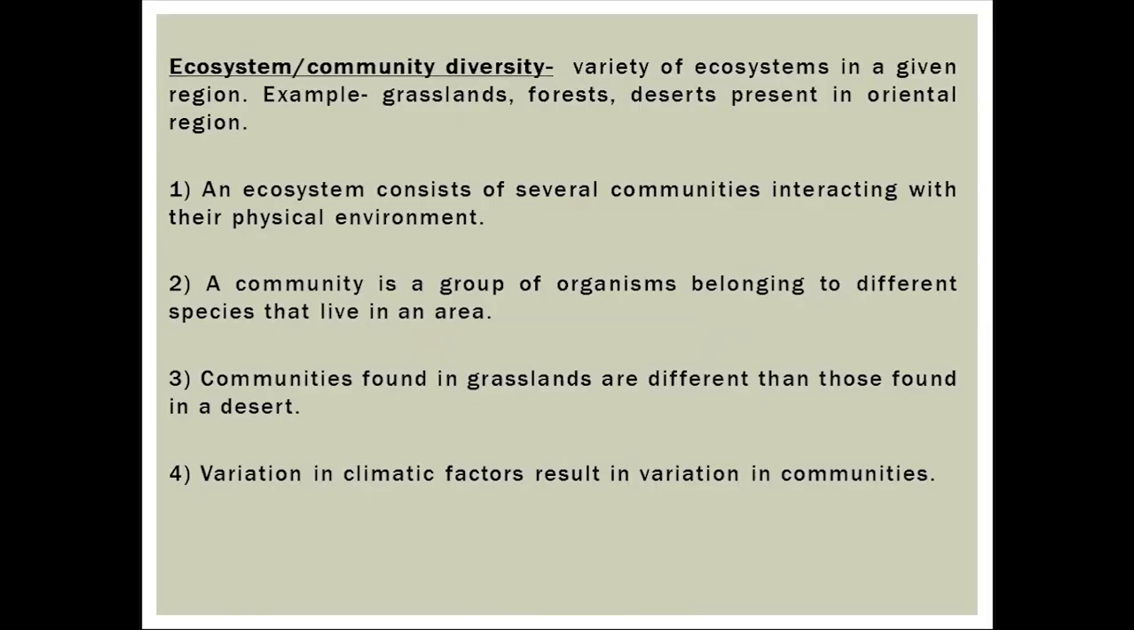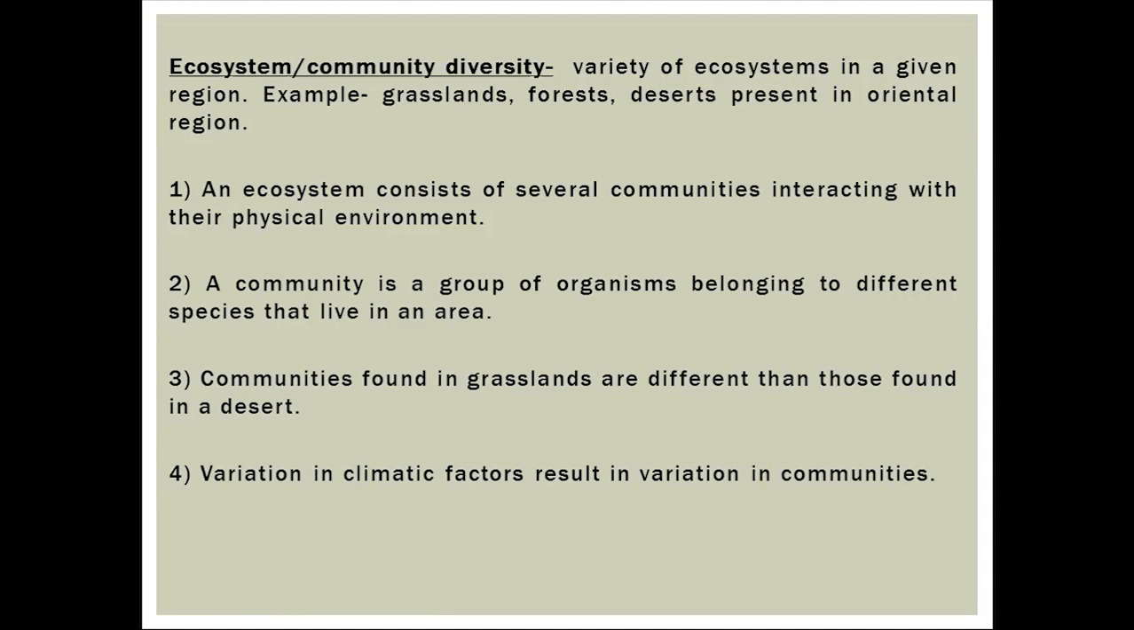And the third level of biodiversity is ecosystem diversity, which is also known as community diversity. Variety of ecosystems in a given region is ecosystem diversity. So we discussed the Oriental region, which includes parts of India, Eastern Iran, Southern China, Southeast Asia. That is known as the Oriental region. So that region will have different ecosystems, like grasslands, forests, and deserts. All of these diverse habitats together constitute the ecosystem diversity.